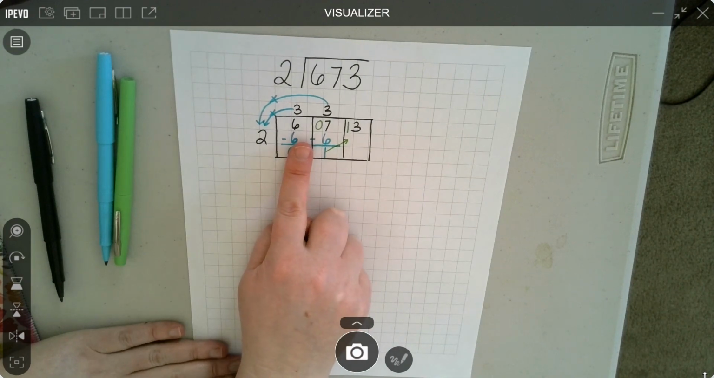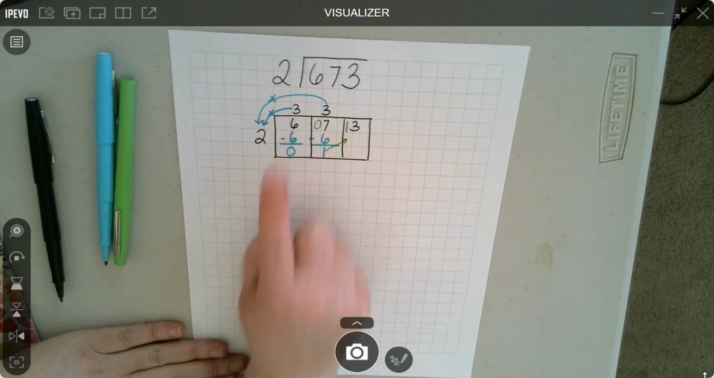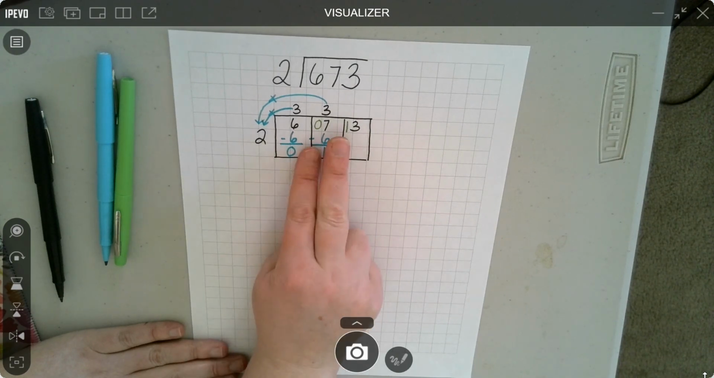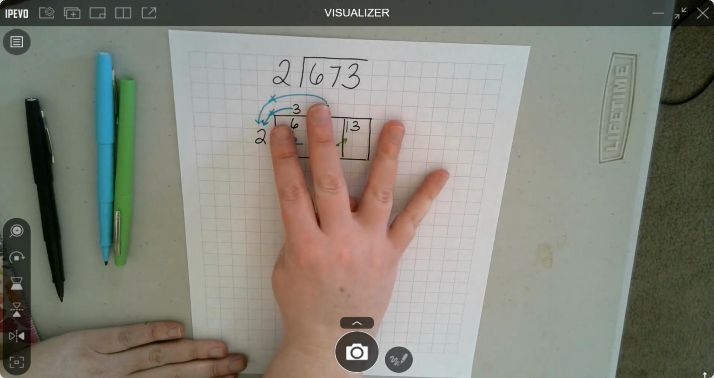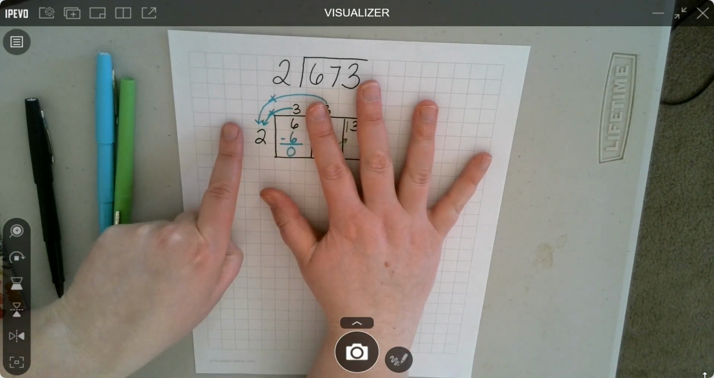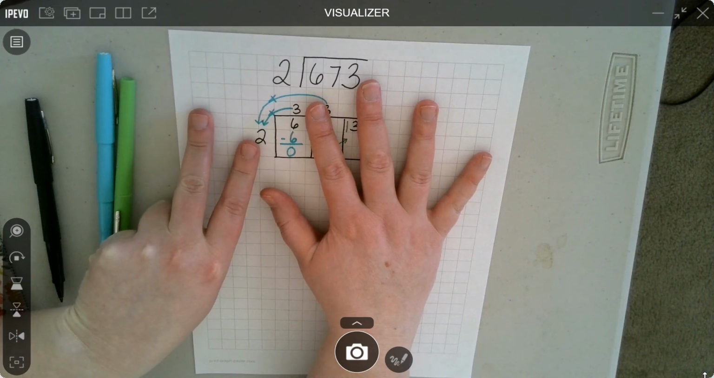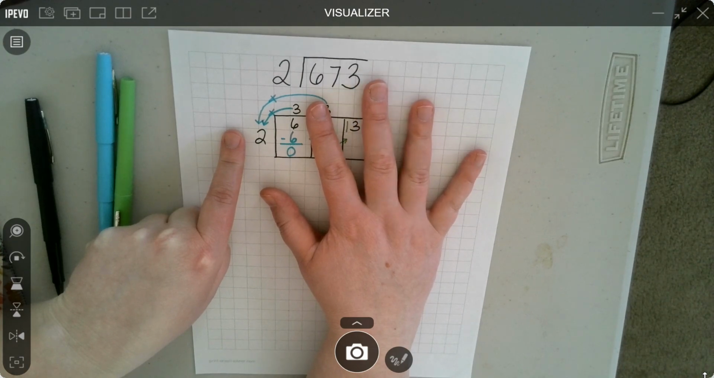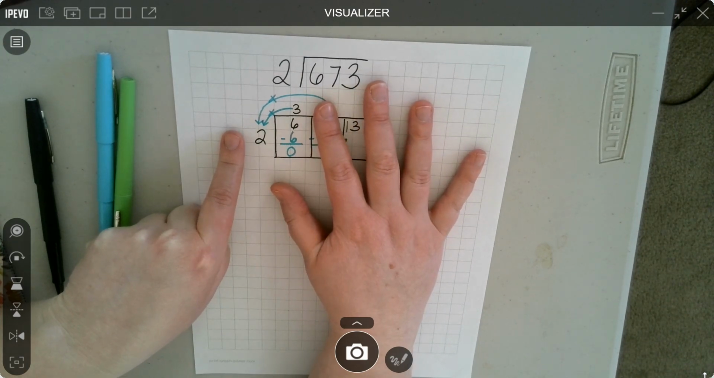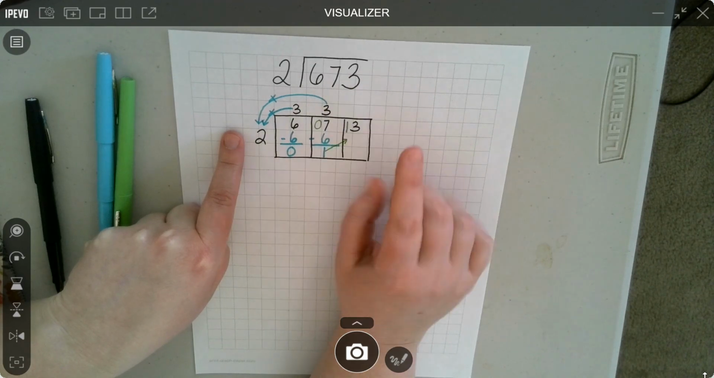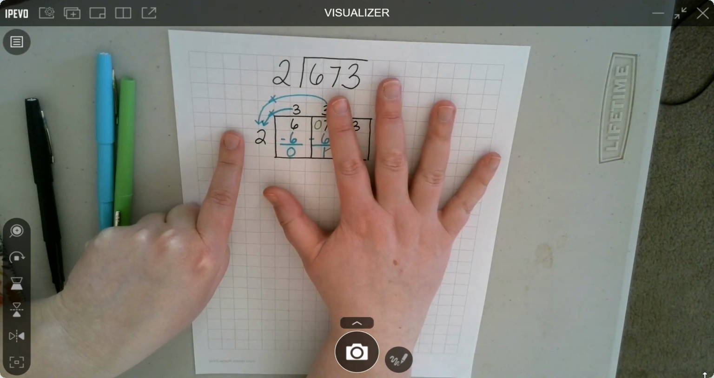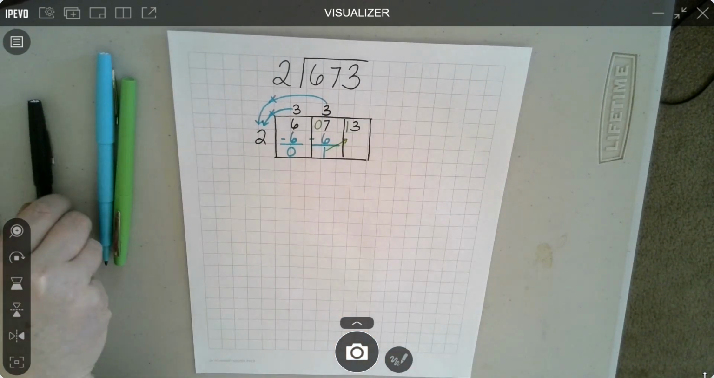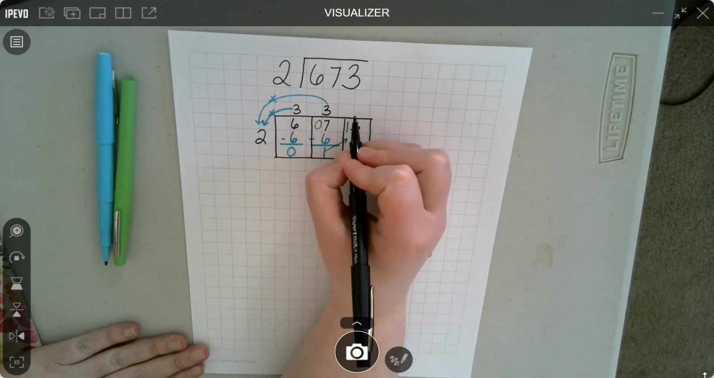Let's see how close I can get to 13 without going over by using my multiples of 2. Remember, I'm doing the multiples of 2 because that's what I'm dividing by. 2, 4, 6, 8, 10, 12, 14. 14's too much, so I'm going to back it up 1. 2, 4, 6, 8, 10, 12. So 12 is as close as I can get to 13 without going over. 12 is the 6th multiple of 2. So I'm going to put a 6 up here.